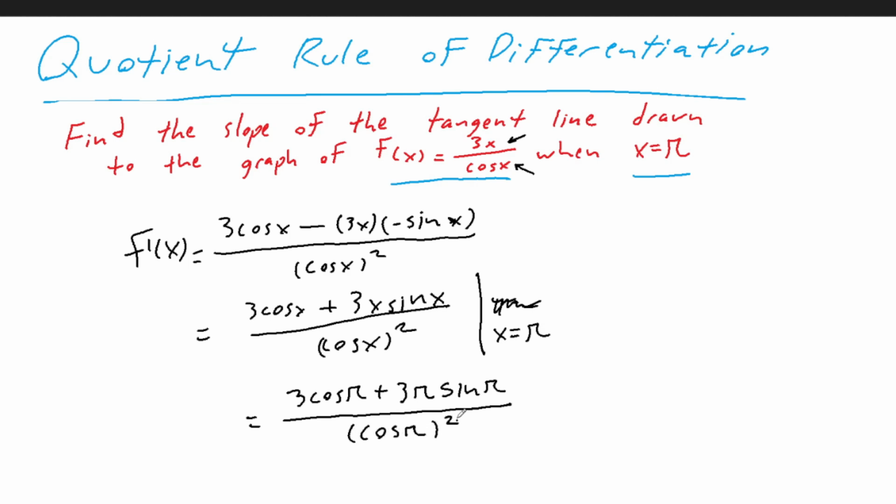So cosine pi, right, on the unit circle, it's not a great unit circle, but we have pi right here.